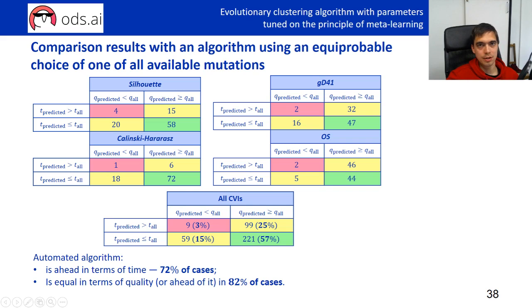Okay, so the results of the experiments are on the slide. From the tables, it can be concluded that the proposed automation method shows a better quality in 82% of cases and outperforms in terms of time in 72% of cases.